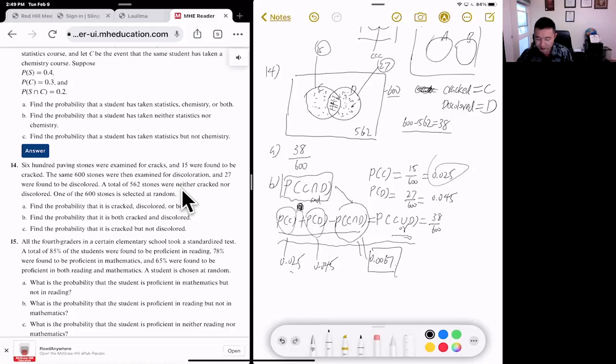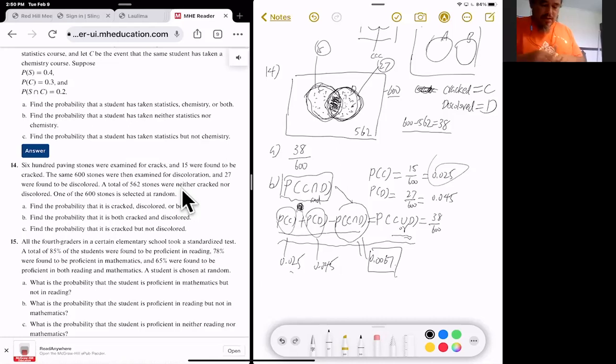So you think about P(C), the circle of C right here, plus P(D), the circle of D here, all right? And P(C) plus P(D), you added the intersection twice. That's why you need to minus the intersection.